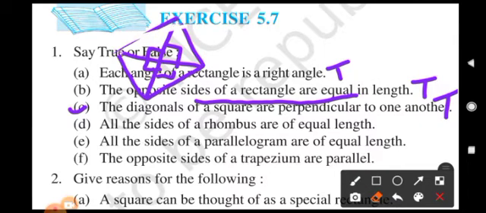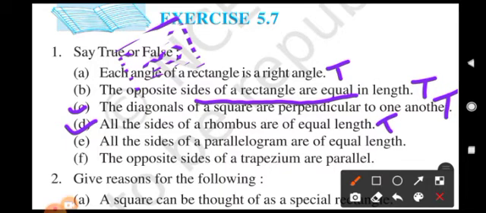Now come to question number D: all the sides of a rhombus are equal in length. Now for the rhombus, isn't it? In a rhombus also all sides are equal. So this is also true. For a rhombus also all sides are equal.